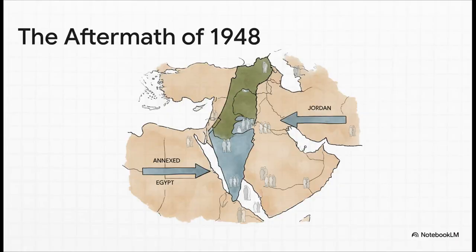So let's look at the new map that was drawn by the war. Israel was on it, firmly established. The land that was supposed to be a Palestinian state, well, it was carved up. Jordan took the West Bank and East Jerusalem, and Egypt took control of the Gaza Strip. And the Palestinian people, they were left scattered, stateless, and living as refugees across the region.